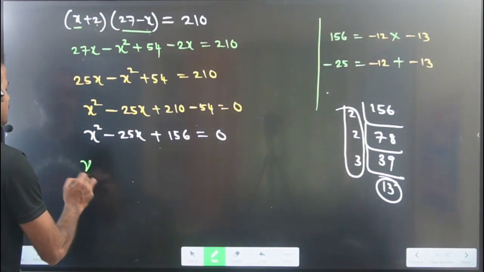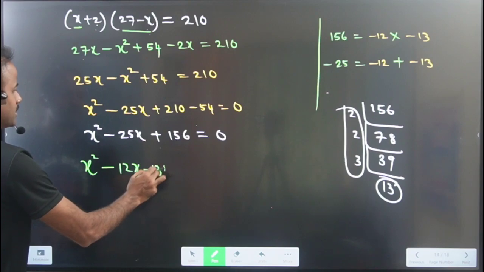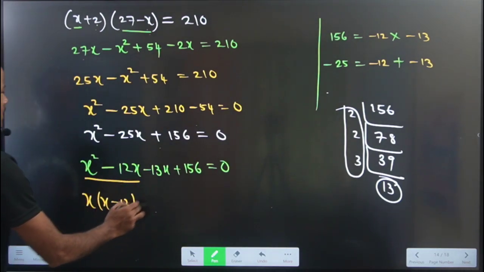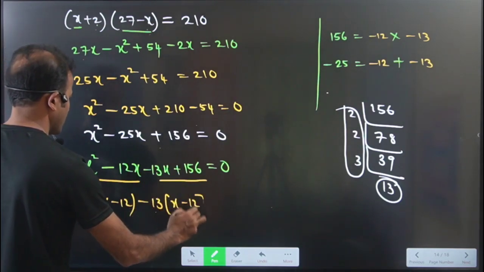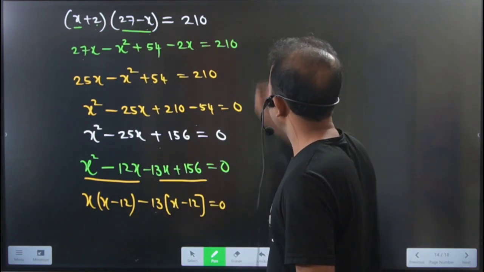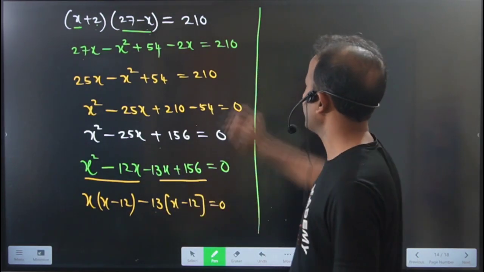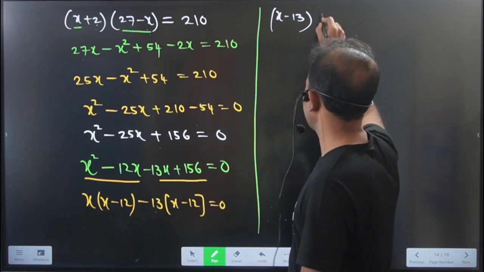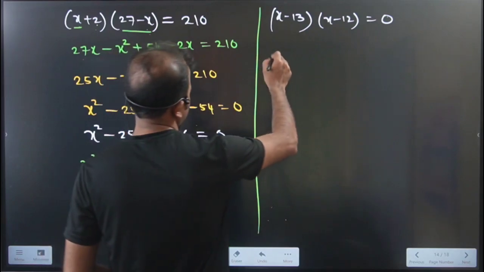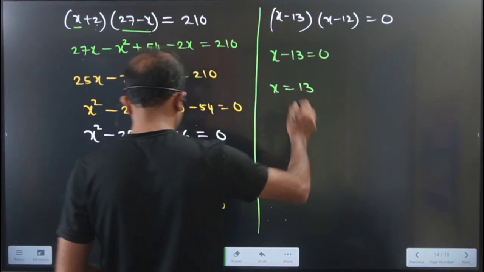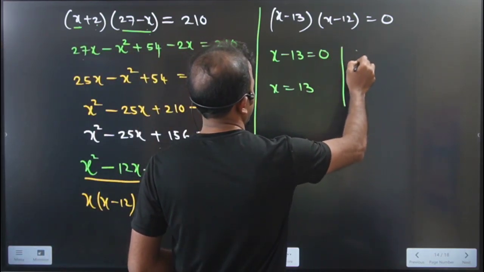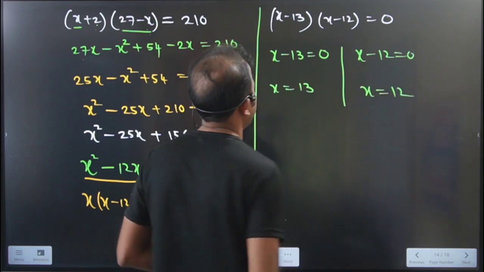Now write minus 25x as minus 12x minus 13x plus 156 equal to 0. From the first two terms take x as common, from the next two terms take minus 13 as common. Then x minus 13 and x minus 12 equal to 0. Then x minus 13 equal to 0 gives x equal to 13, or x minus 12 equal to 0 gives x equal to 12.